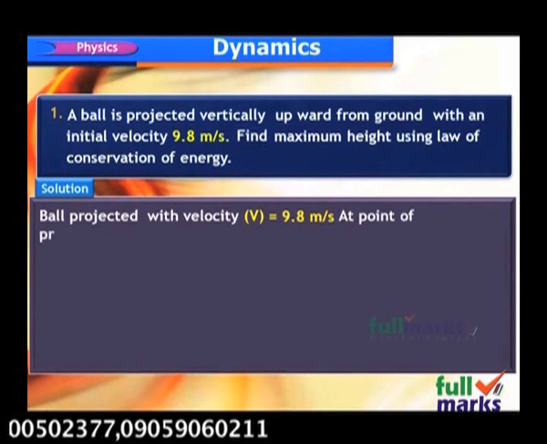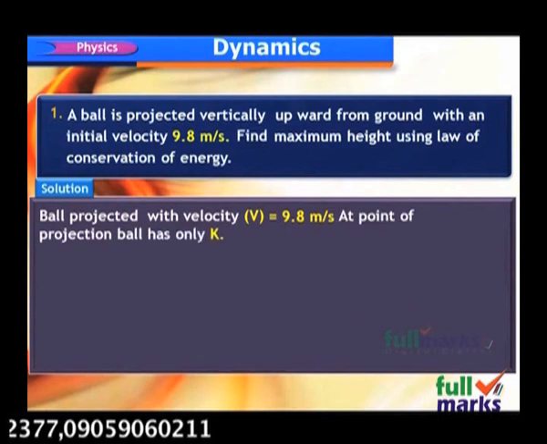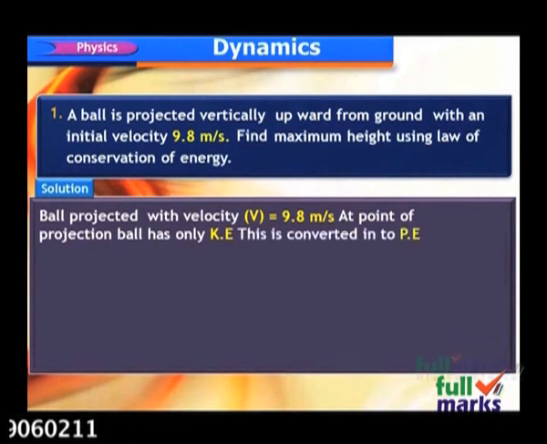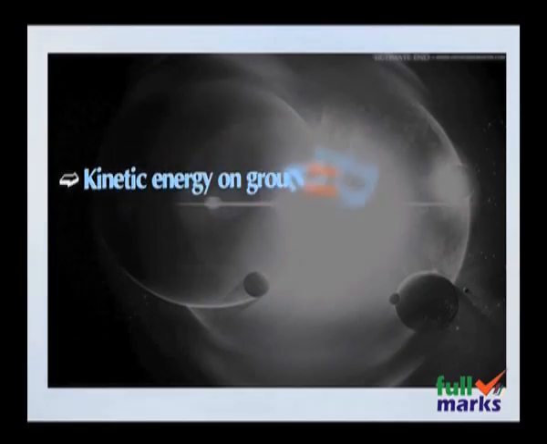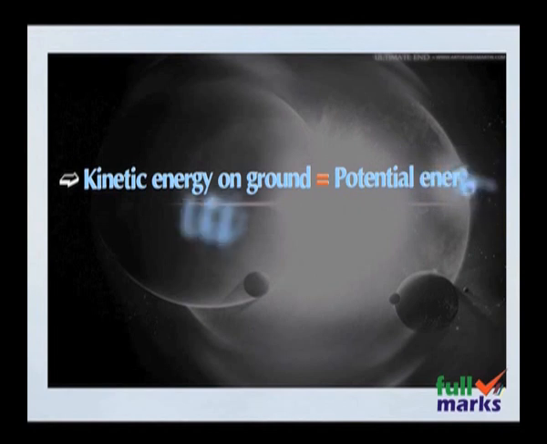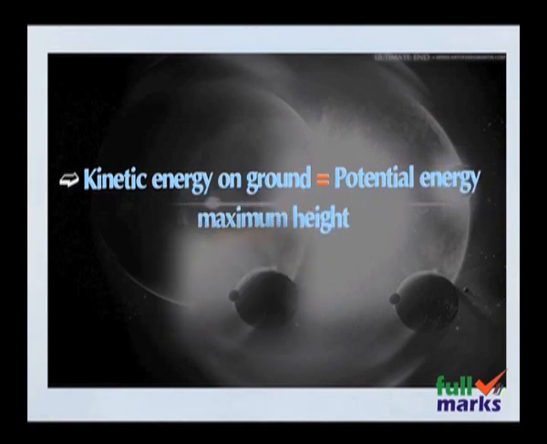At the point of projection, the ball has only kinetic energy. This is converted into potential energy at maximum height. According to the law of conservation of energy, we can write kinetic energy on ground is equivalent to potential energy at maximum height. Now this is the principle or concept that we are going to use in the problem.